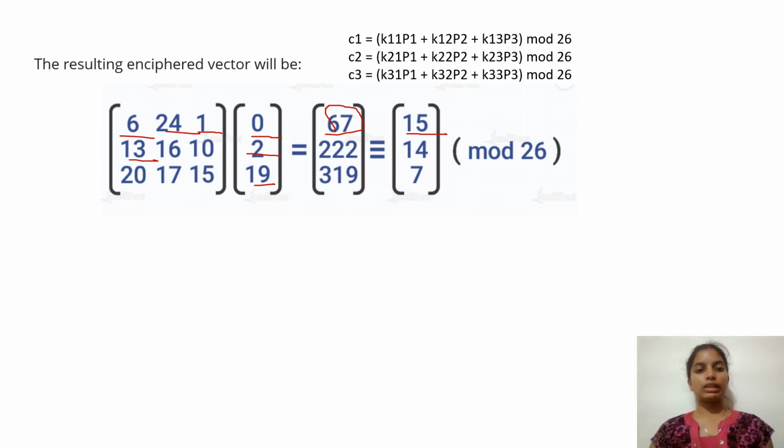Similarly, 13 into 0, 16 into 2, and 10 into 19 gives the value 222. The mod 26 of it is 14. Then similarly the next one. So you have to consider mod 26. So the resultant ciphertext of ACT is POH.